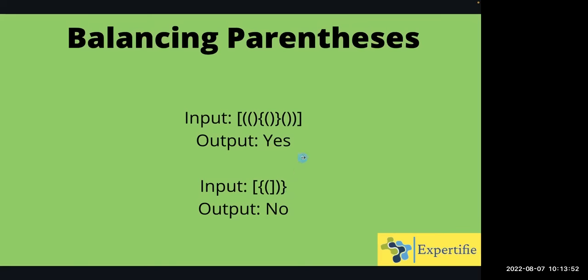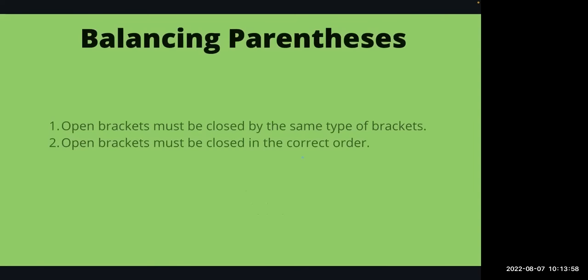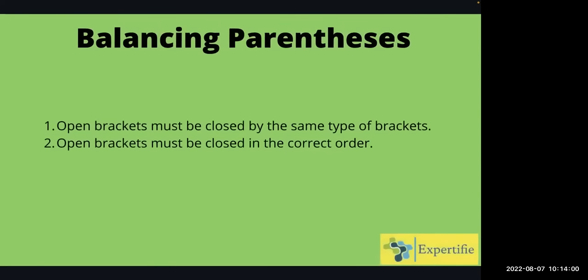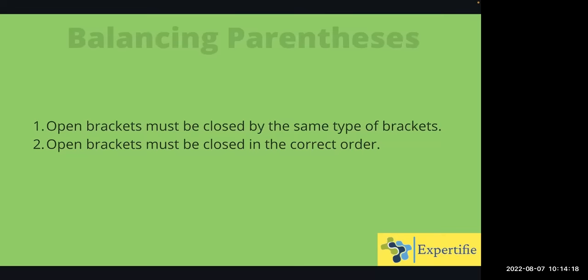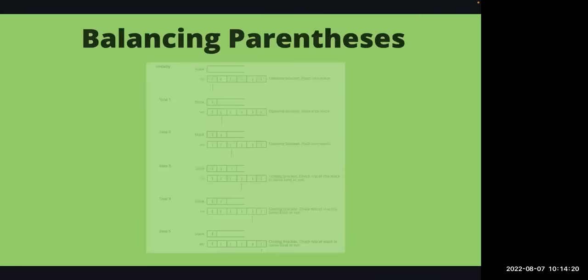Okay, and again, a negative example is there. So we'll talk in a lot of detail about how balancing of parentheses works, but there are two things which we should keep in mind: that open brackets must be closed by the same type of bracket, like we all know, and the open brackets must be closed in the correct order, which we are talking about. So both these things are important in balancing of parentheses. And let's see how we solve this using a stack.